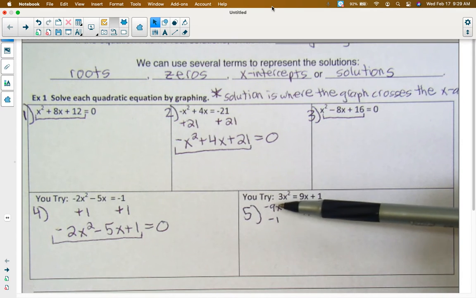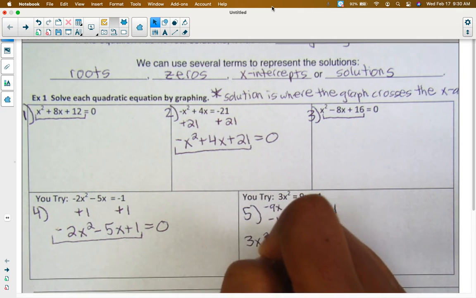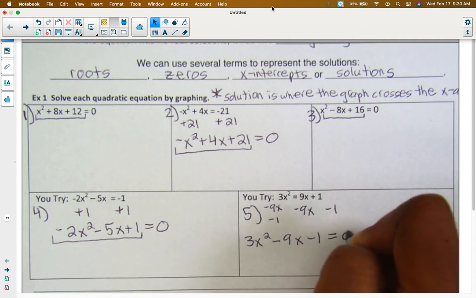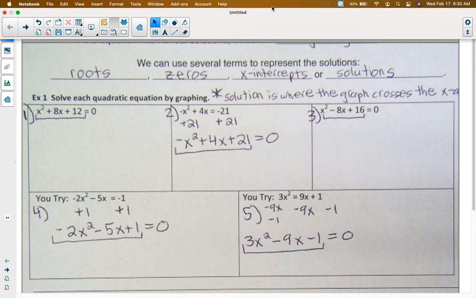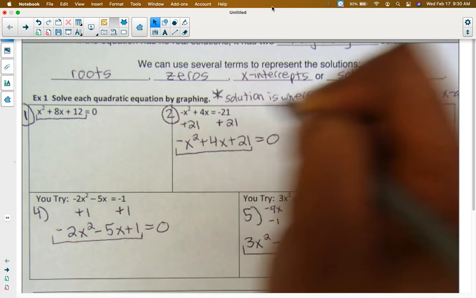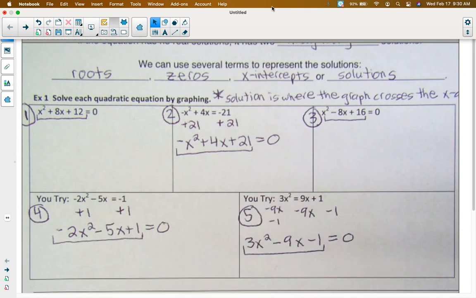None of these are like terms. So I'm going to have 3x squared minus 9x minus 1 equals 0. Now it is set equal to 0. All 5 problems are good to go. So we can go in Desmos and we're going to graph each one and see where it crosses the x-axis.